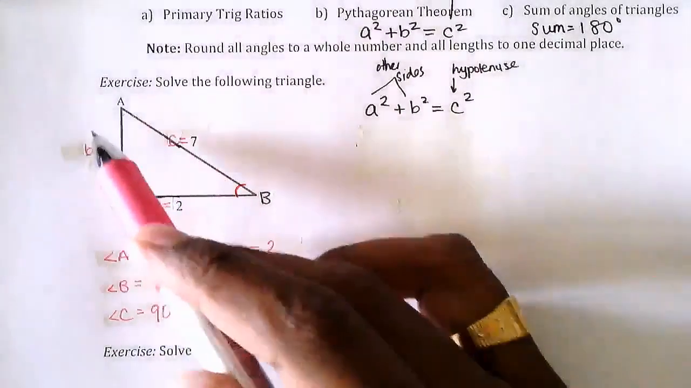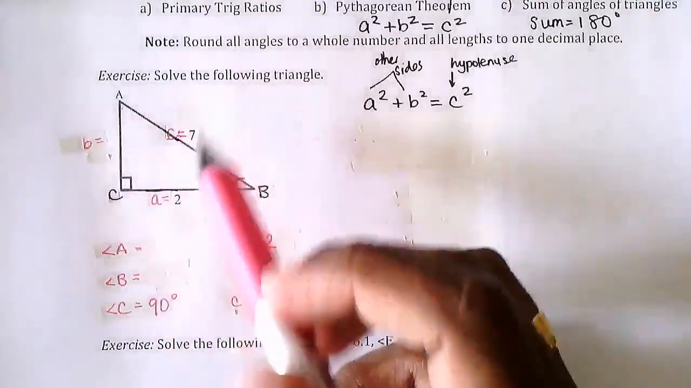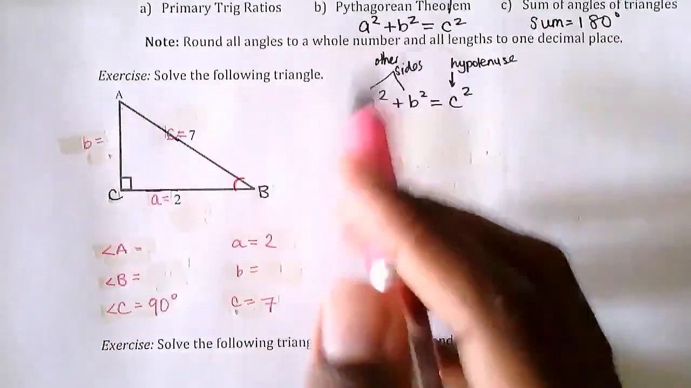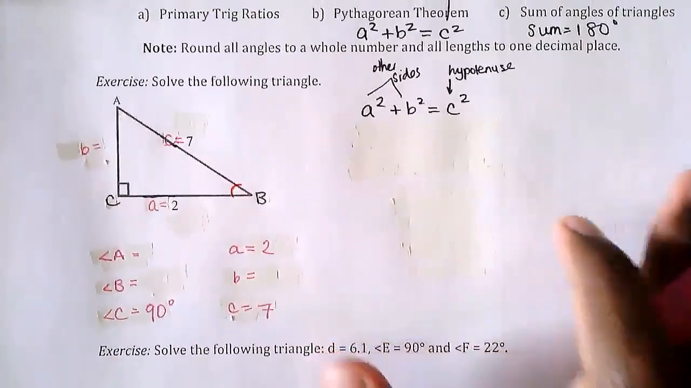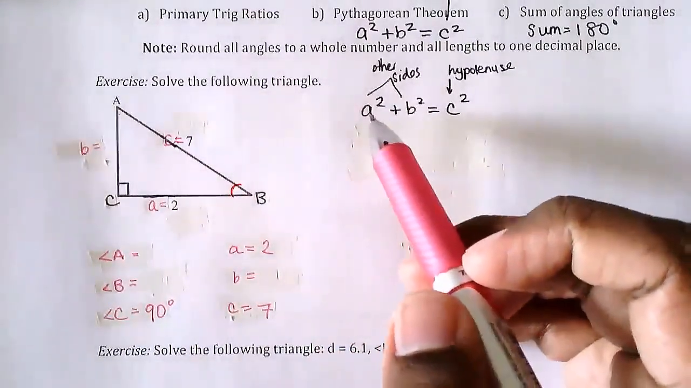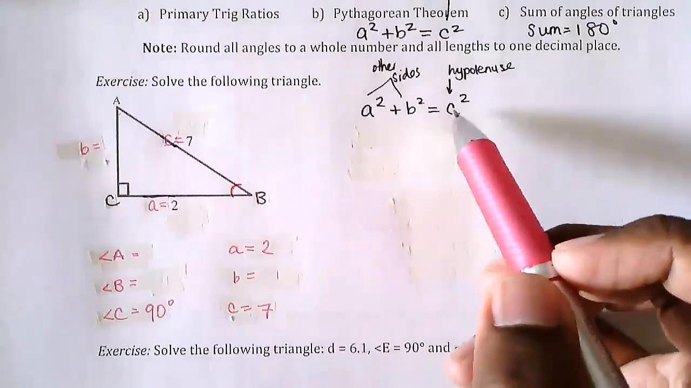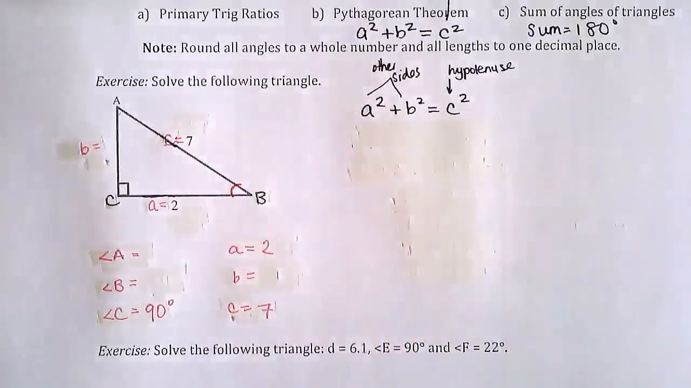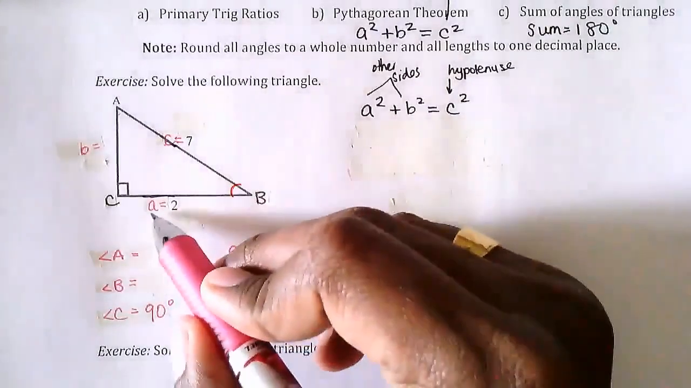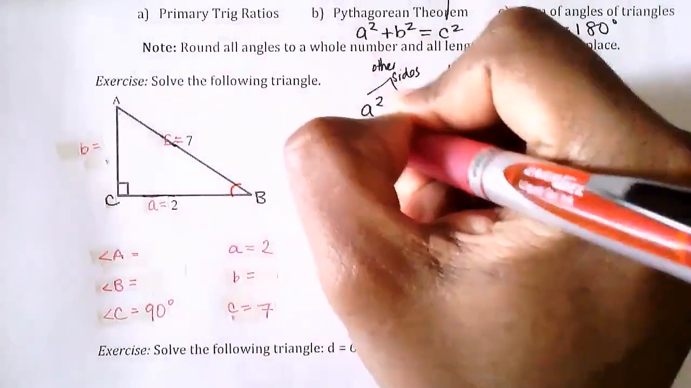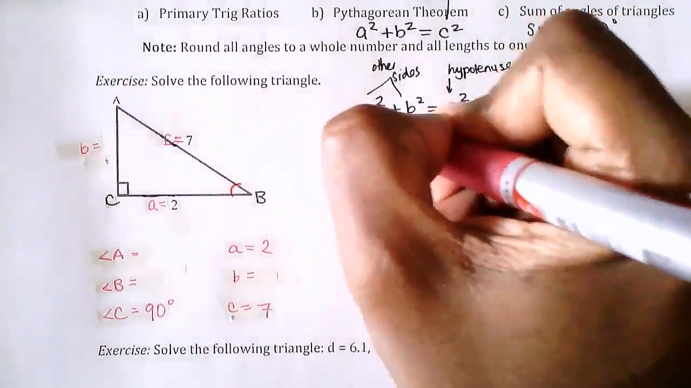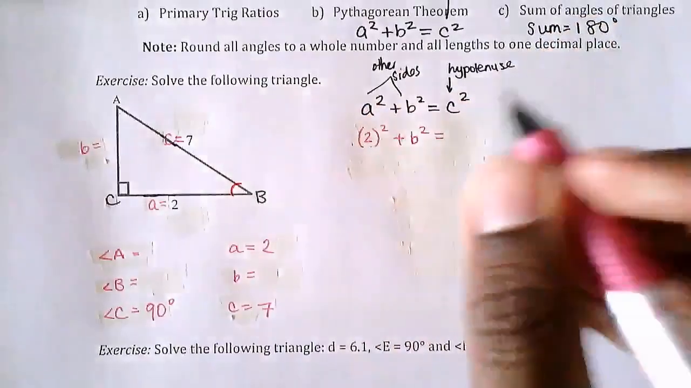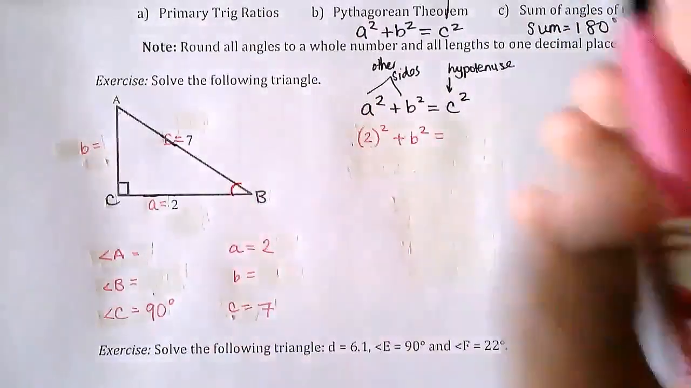So let's start with the side lengths. I have 2 side lengths. I want to find the third one. This is the perfect scenario to use the Pythagorean theorem. So remember, with the Pythagorean theorem, we have a squared plus b squared is equal to c squared, where c represents the hypotenuse always, and a and b represent the other side lengths. So here a is 2, so 2 squared plus b, which is what I want to solve for, b squared is equal to c squared, where c is 7.